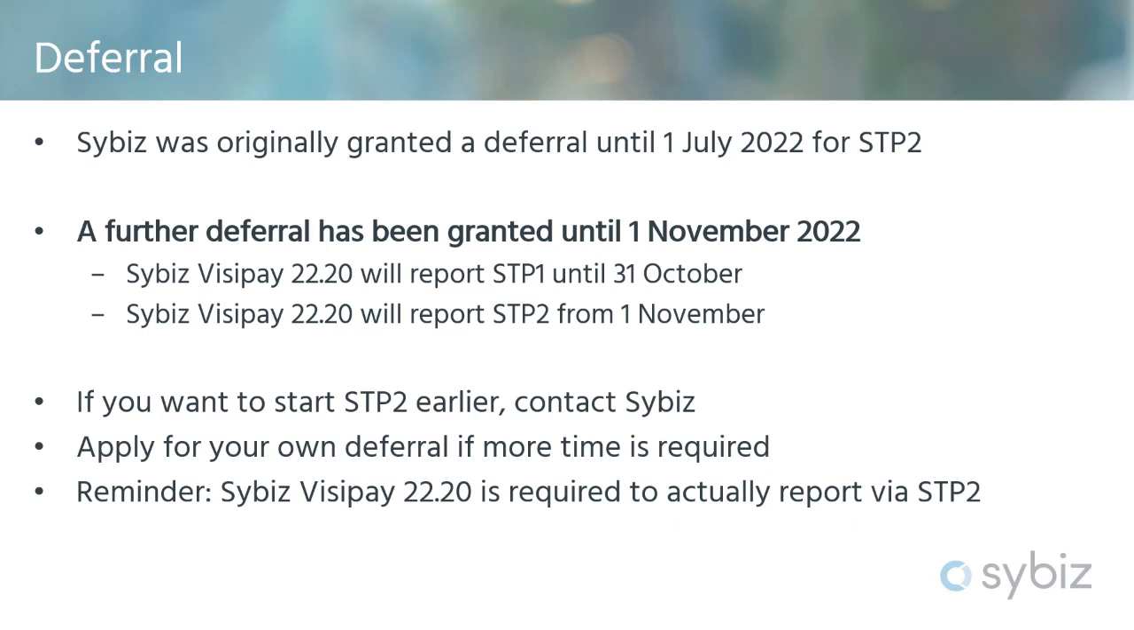So essentially, Visipay is hard-coded to report STP1 until the 31st of October, and then it will automatically start reporting under the STP2 standards from the 1st of November. So there's nothing that you need to do.